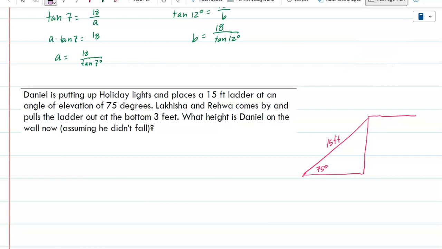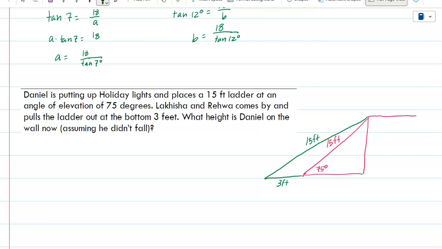But anyways, so they come by and it's the same ladder. So I'm drawing this completely off scale, okay, and then they come by and scoot it out. And this is highly dangerous. 3 feet, and they don't tell you the angle of elevation or anything like that. So how do we find this?